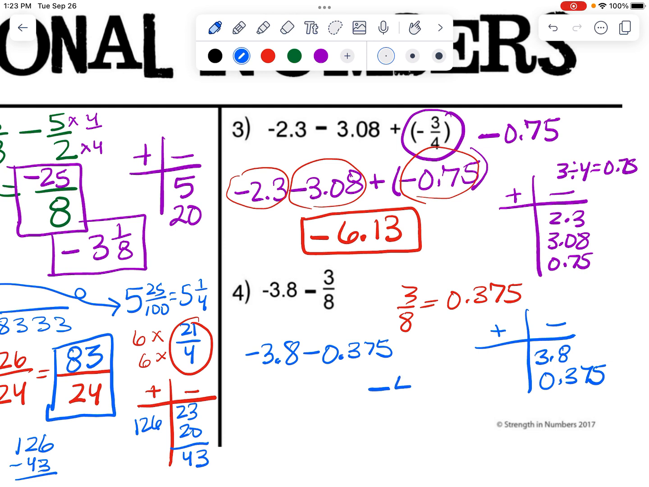And I get -4.175. There you have it, guys.